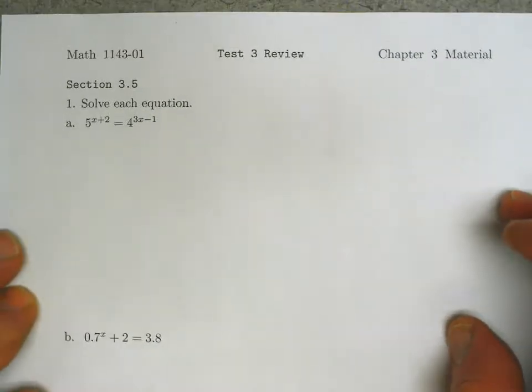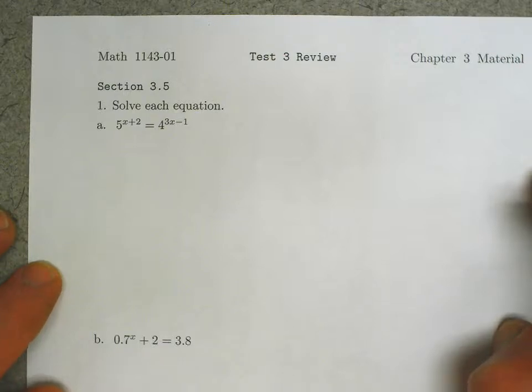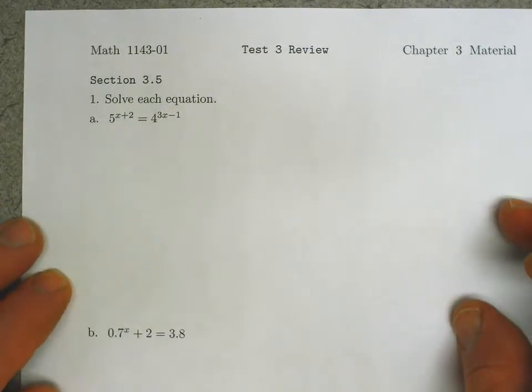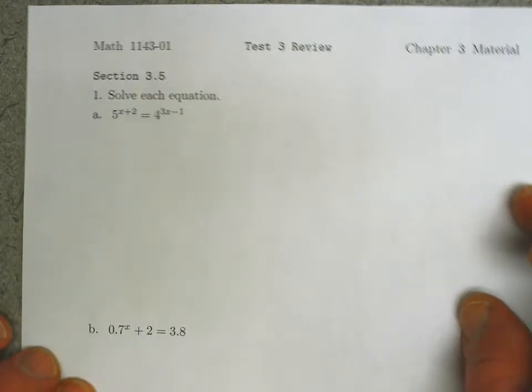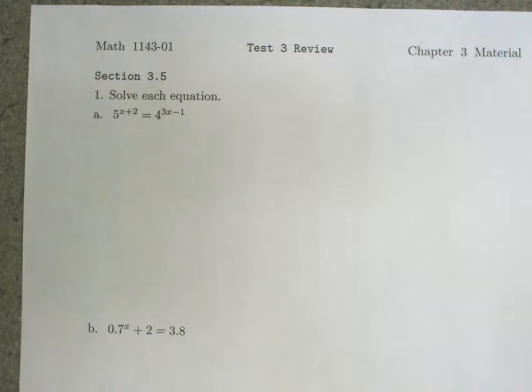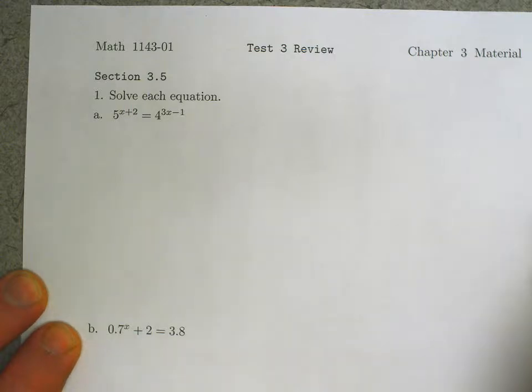Okay, we'll solve some equations, exponential equations, and then a little bit later we'll solve some logarithmic equations. So this one, 5 to the x plus 2 equals 4 to the 3x minus 1. We want to solve for x. We see that x is in each of two exponents. So we'll use a logarithm to get x out of the exponent.